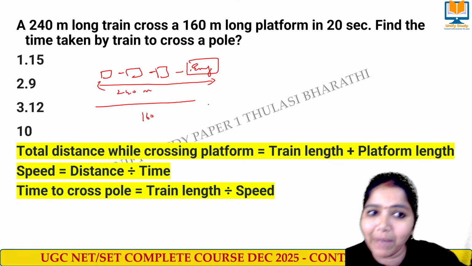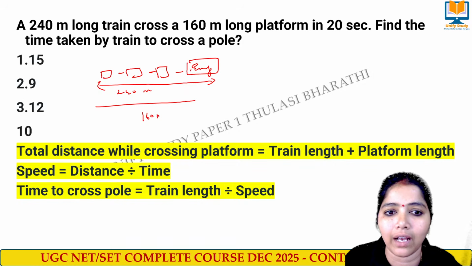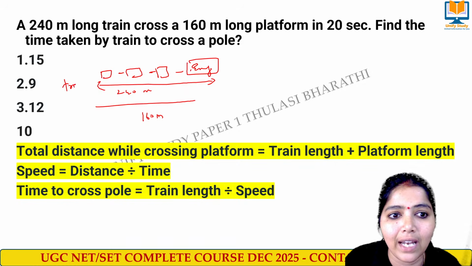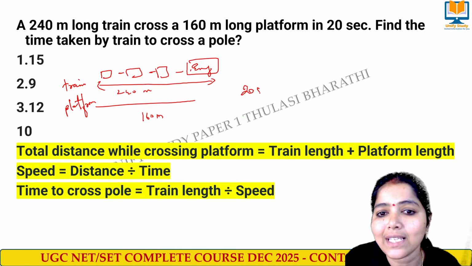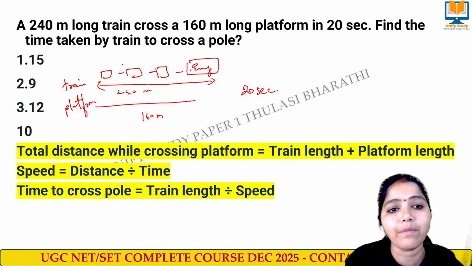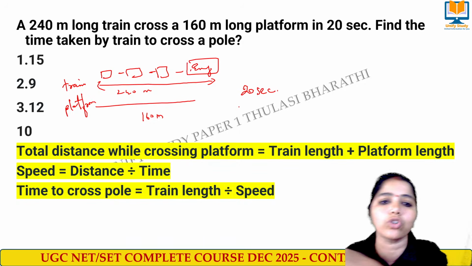So the 240 meter long train crosses this 160 meter platform. This is the train length and this is the platform length. By what time? In 20 seconds it crosses. Find the time taken by the train to cross the pole. So how long does it take to cross that pole?